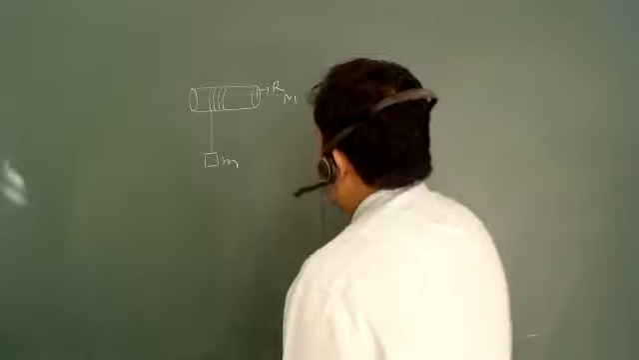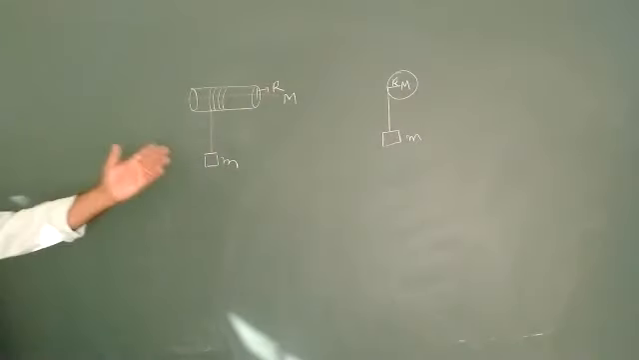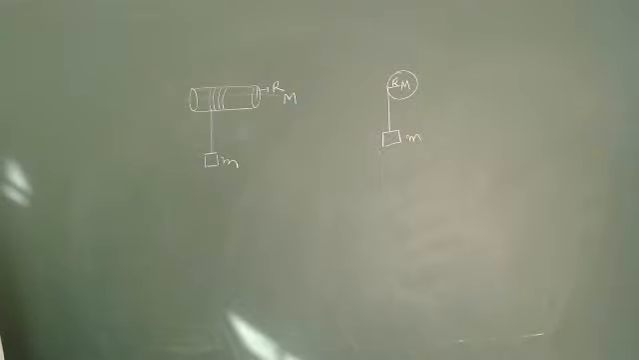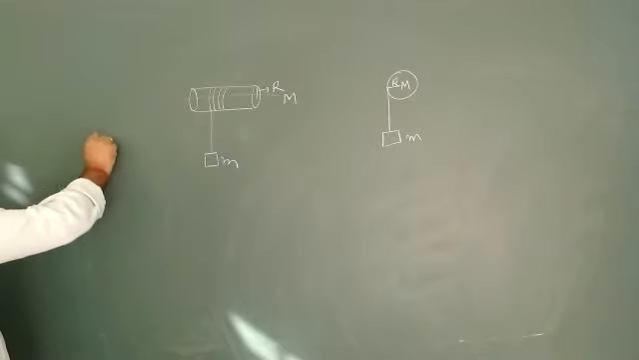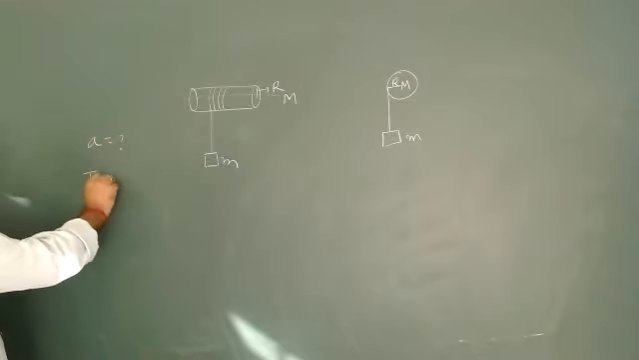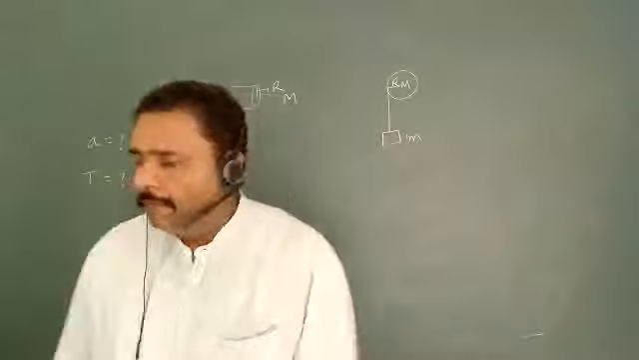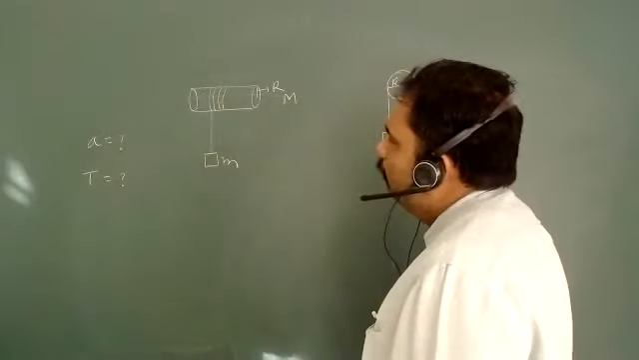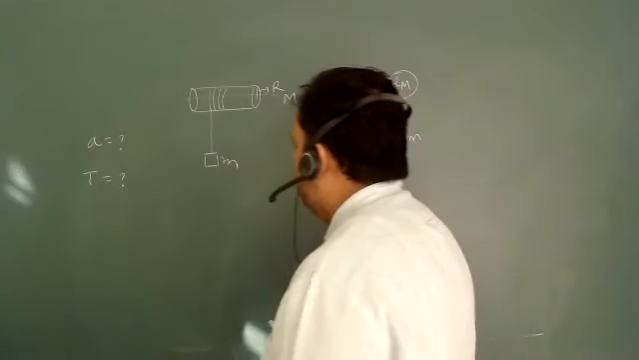This is small m. So obviously we have to calculate the acceleration of this body, as well as the kinetic energy after time t. So these two things we have to calculate. First, we have to calculate the acceleration, and then the kinetic energy after time t. So obviously, what we have to do? We have to write the first equation of motion. First, we have to go for the free body diagram.